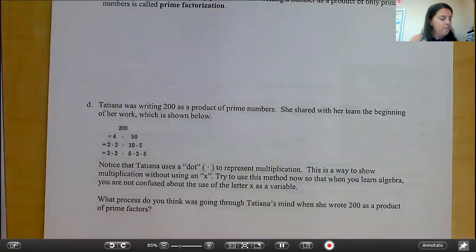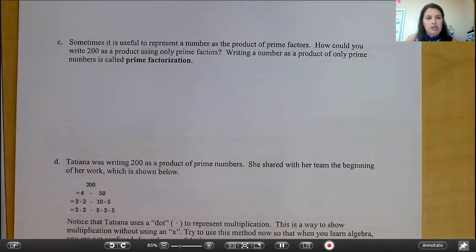C says, sometimes it is useful to represent numbers as the product of prime factors. How could you write 200 as a product using only prime factors? Writing a number as a product of only prime numbers is called prime factorization. So we want, product is multiplication, remember? So we want to multiply those prime numbers to get 200. So what can we do? Go ahead and try.